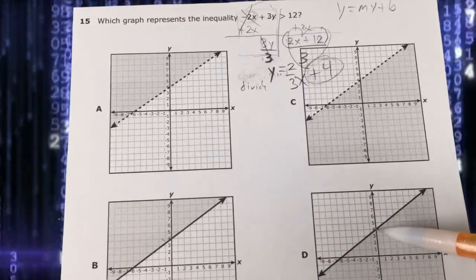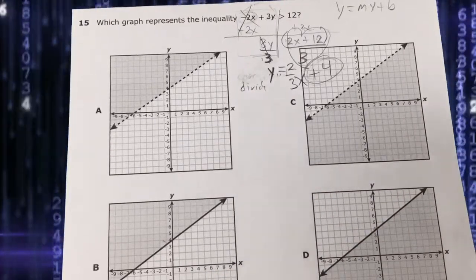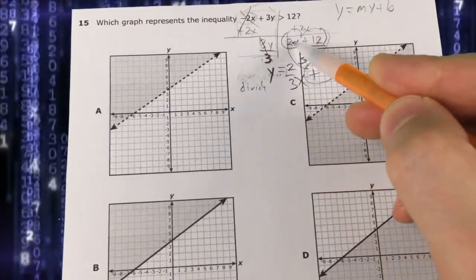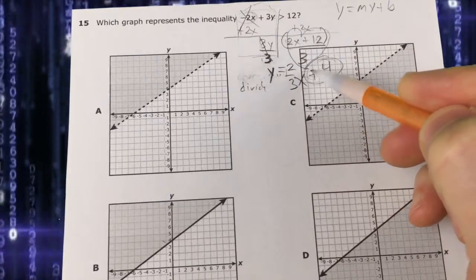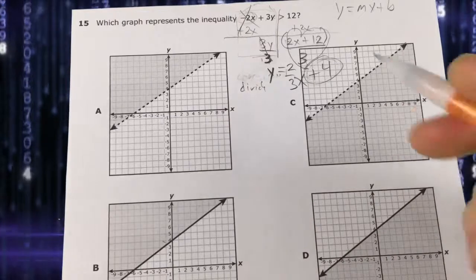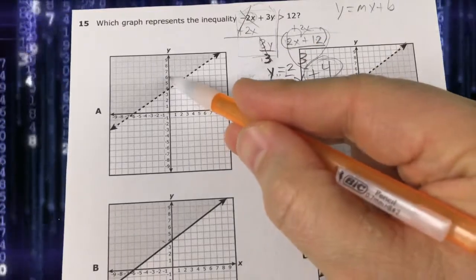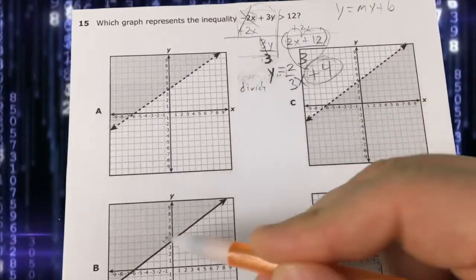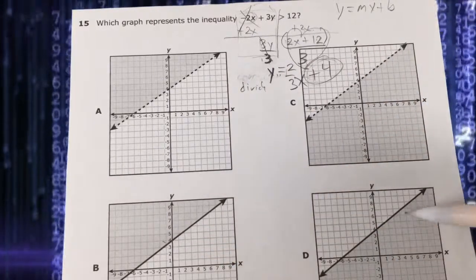That's my y-intercept. Now my slope is positive because this negative 2x became positive 2. So I have a positive slope. They all have a positive slope. Looks like they're all going up 2, 3 to the right. Every one of those guys is doing the same thing. So that's not going to help us either.